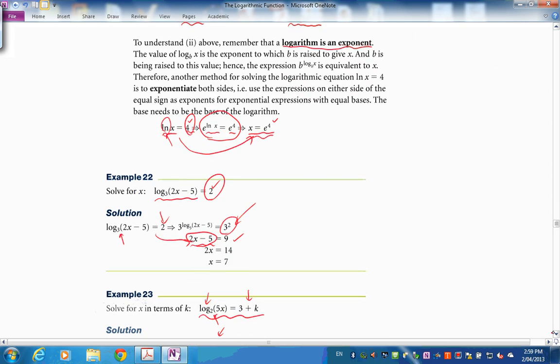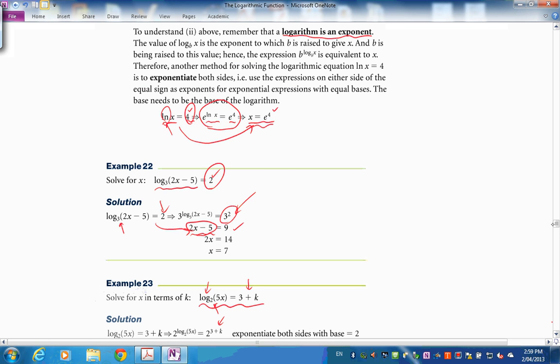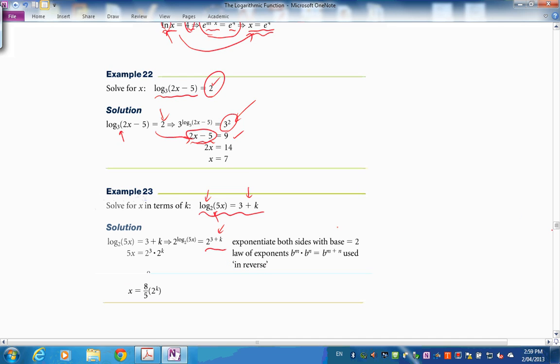So here, the final bit of that one. So here we say 5x is equal to 2 to the 3 plus k. I'd rather you went straight to the number is that power of the base, because they said 3 plus k was the log. And then of course we can split it up and write it as 8 there. So dividing by 5, 8 over 5, 2 to the k.